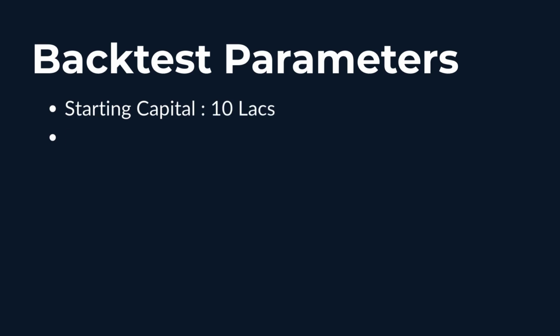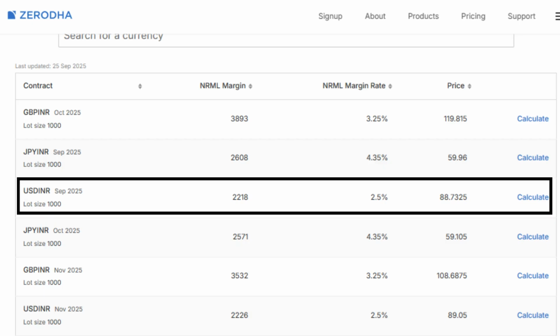Starting capital is 10 lakhs. This system deploys 100% capital into the trade. Let's understand what margin is required to trade a position worth 10 lakhs. I've pulled out the margin requirement from one of the brokers. So to trade a position size equal to 10 lakhs, we divide it by the current price, that is 88.73, which gives us $11,270. We then round it down to $11,000 since the lot size is $1,000 per contract.